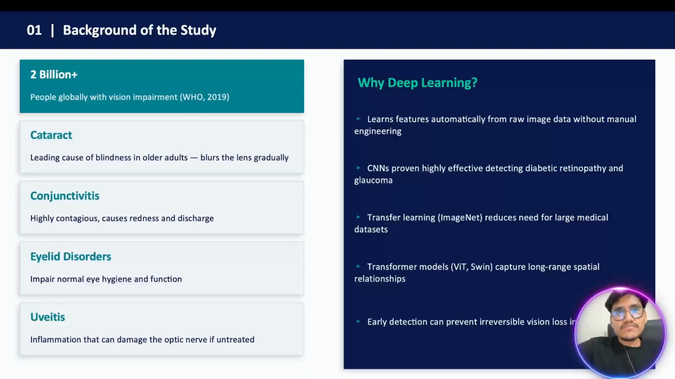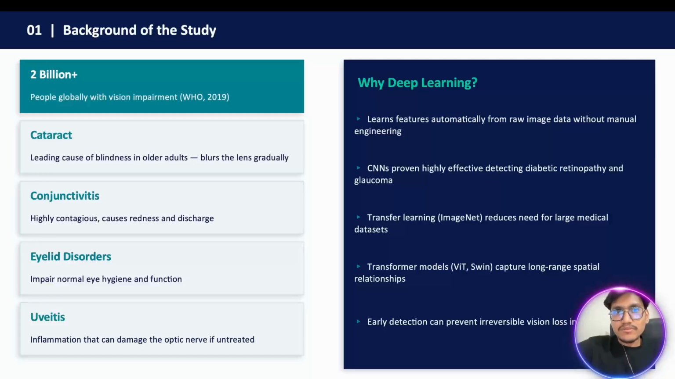So and then third, we have transfer learning, where you use models pre-trained on a large data set like ImageNet, and fine-tune it for your specific task. It significantly reduces the need for large medical data sets. This is critical because medical image data is expensive and difficult to collect. That's what I experienced also.